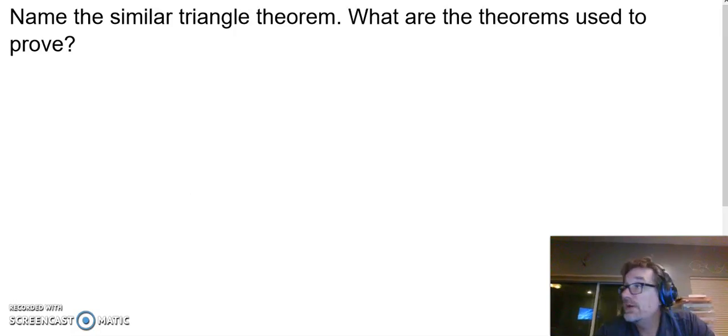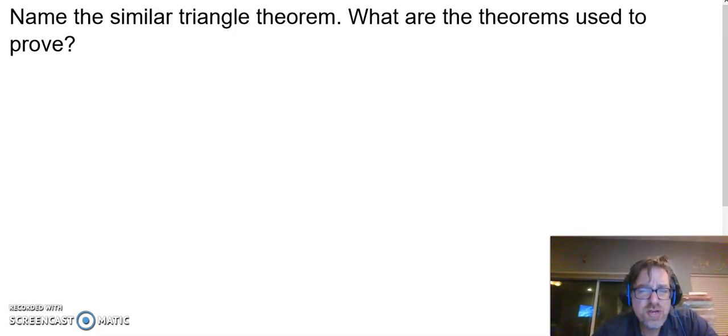So what I'd like you to do now, this is going to be our last question. Name the similar triangle theorems. There's 3 of them. Name all 3 of them. And what do we prove with these theorems? What was I proving this entire time? What do the similar triangle theorems prove?